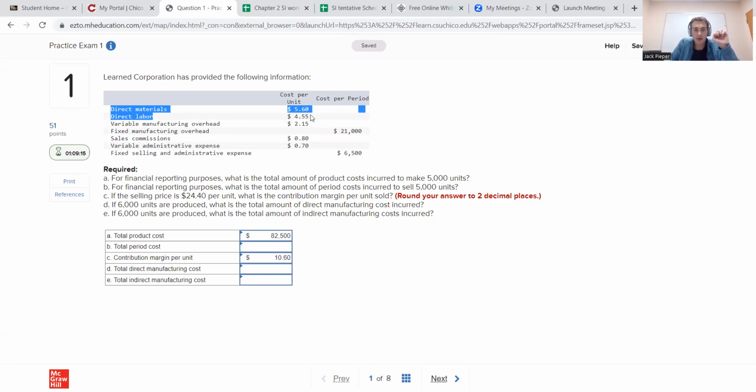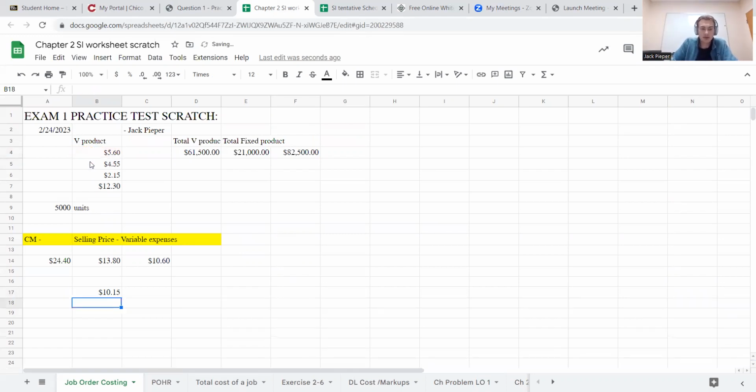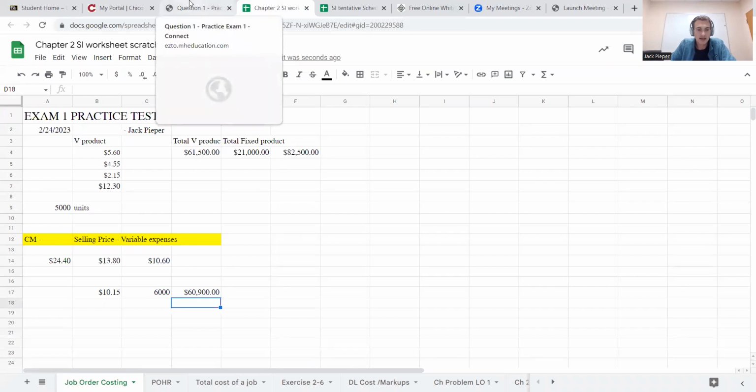Okay, so we're going to take our direct materials and our direct labor, and we're going to add them up. So I'll take the $5.60 of direct materials, add $4.55 of direct labor, and multiply by the realized number of units, which is 6,000. That means our total direct product cost, or direct manufacturing cost, would be 60,900.